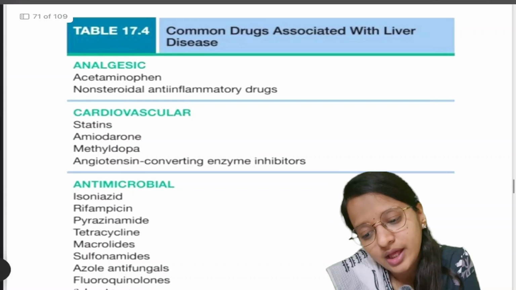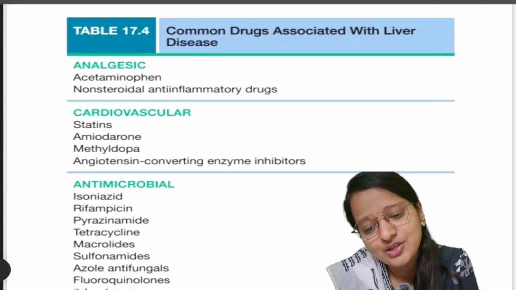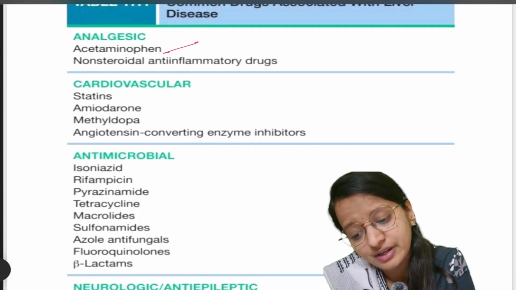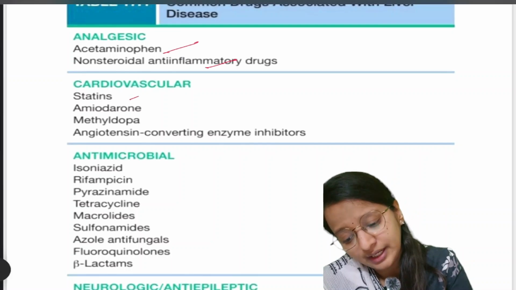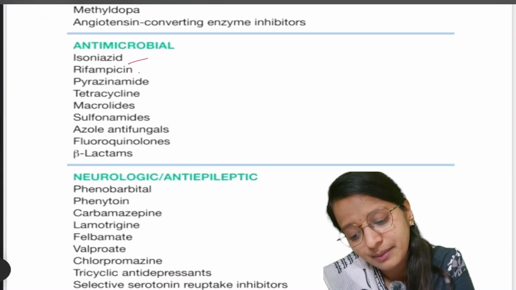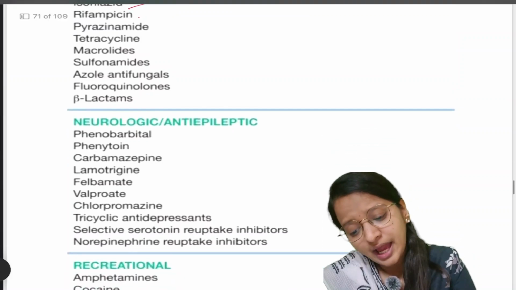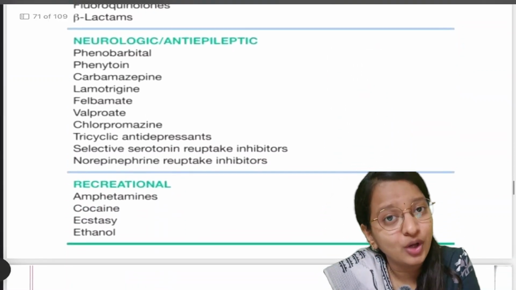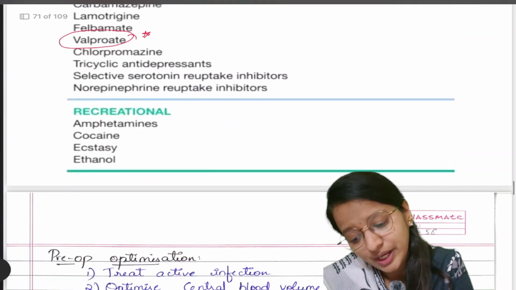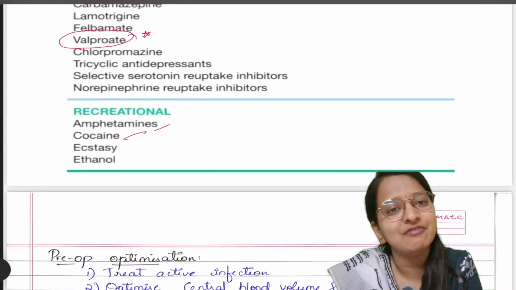So these are some of the drugs which are associated with liver disease. Among analgesics, acetaminophen and NSAIDs. In the cardiovascular system, there are statins, amiodarone, methyldopa. Antimicrobials: isoniazid, rifampicin, pyrazinamide, tetracyclines, macrolides. And neurological: antiepileptics, phenytoin. Please remember this because we routinely use these drugs. Okay, valproate, and recreational drugs like cocaine and amphetamines.